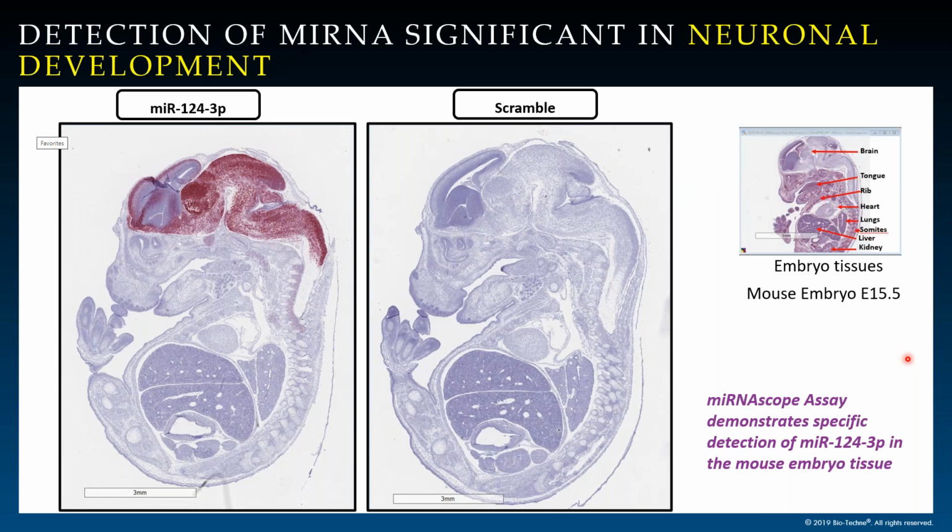Next, I want to again highlight the utility of our microRNAscope assay in studying the expression of microRNAs important in developmental biology. MicroRNA such as MIR124 is a significant microRNA that regulates gene expression in the developing embryo, especially in the developing brain. As you can see in this beautiful staining, expression of the microRNA is predominantly localized in the brain in this particular embryo compared to scramble control. So using our assay, you can interrogate these target microRNAs that are essential and crucial for a developing embryo.